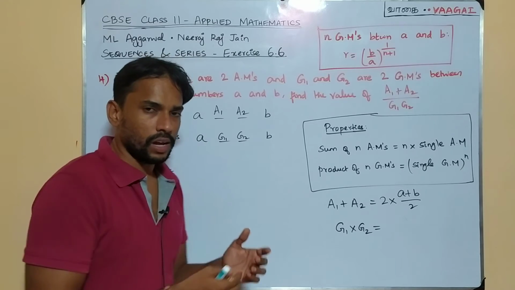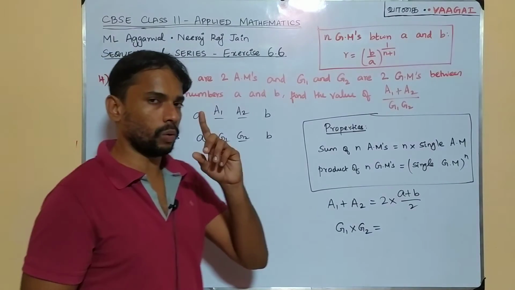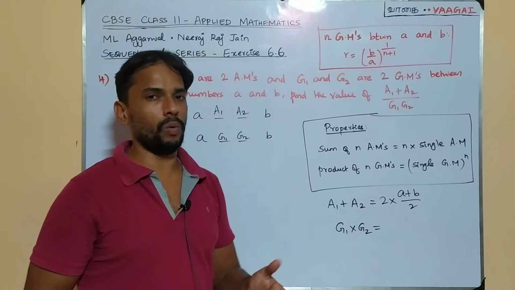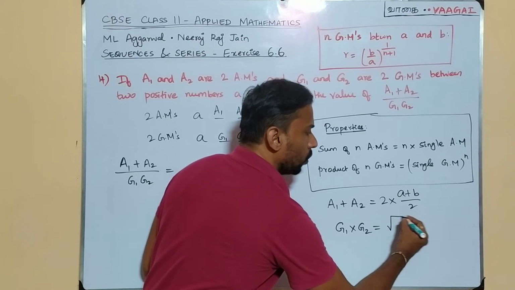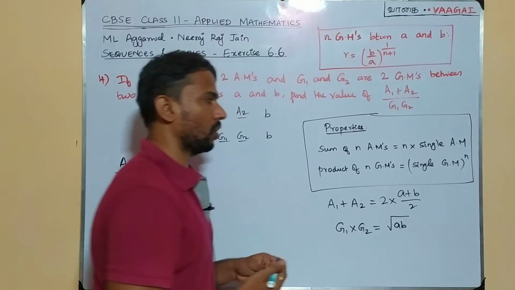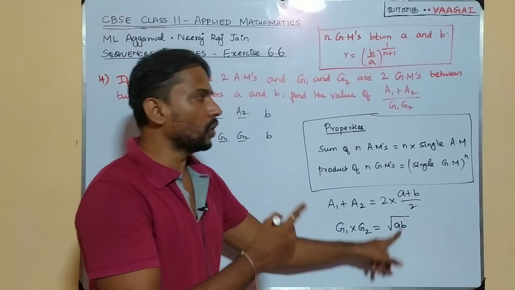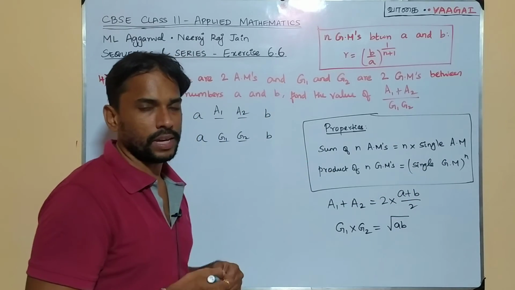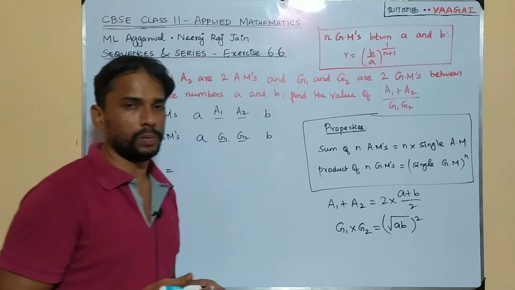We have seen that, right? I told in the last part how we derived it. When you have a situation to insert only one geometric mean between a and b, we take the square root of ab. This is what we saw. The square root of ab, that's a single geometric mean, raised to the power n. Here n is again 2, so whole square. I hope it is clear to you.